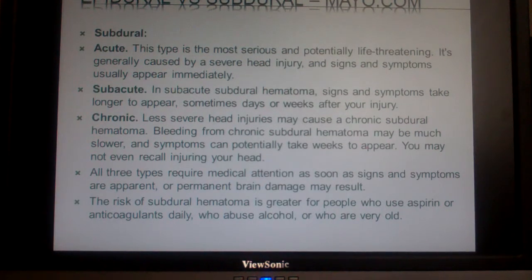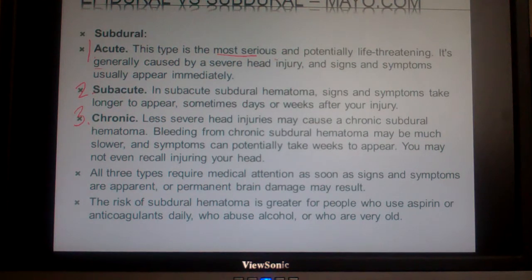Alrighty. Again, subdural hematoma. These are our three kinds that I keep mentioning here. So you got acute, subacute, and chronic. Acute is the most serious because it's bleeding the most. That's why it's acute and life-threatening, right? It's generally caused by severe head injury. Signs and symptoms usually appear immediately.